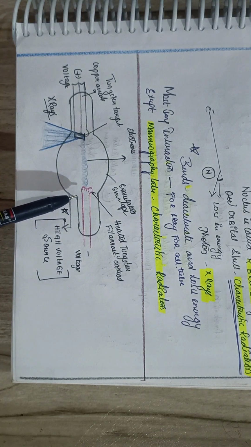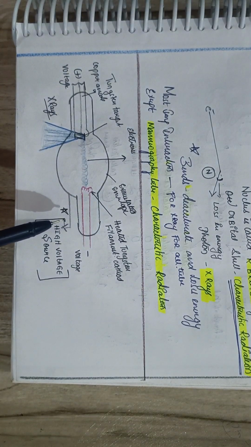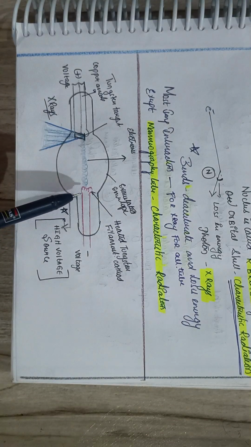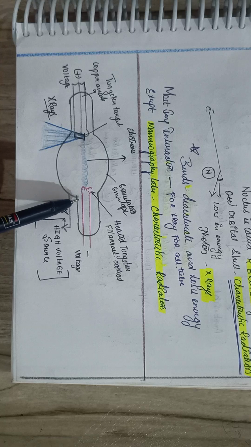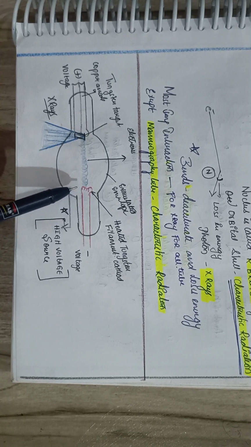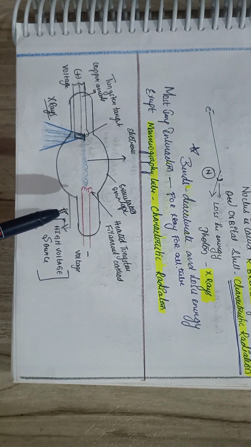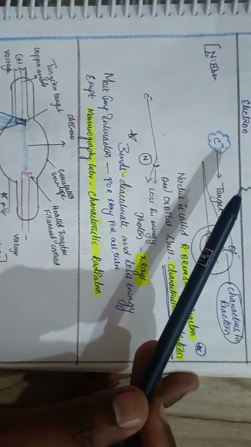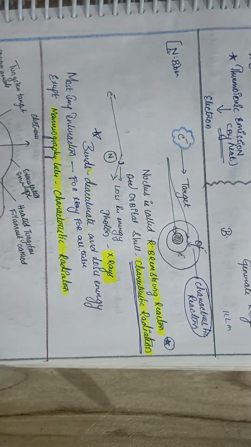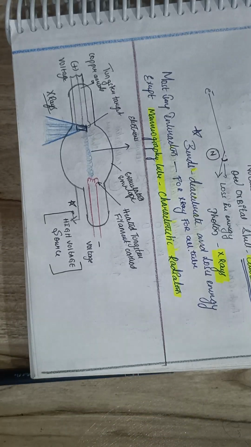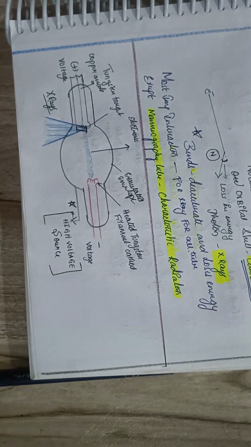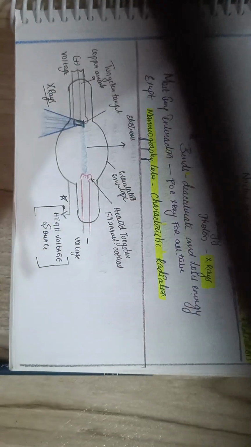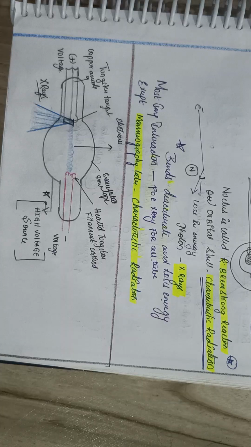And what does this filament do? It undergoes something known as thermionic emission. Thermionic emission is the emission of electrons by heat. So this tungsten filament starts emitting the electrons. Remember, it starts emitting the electrons.